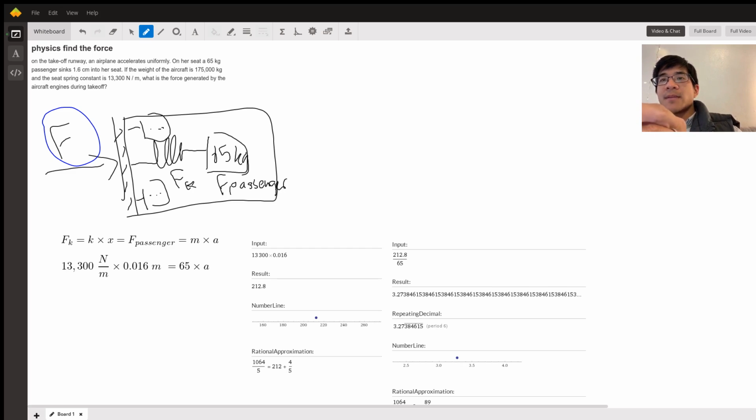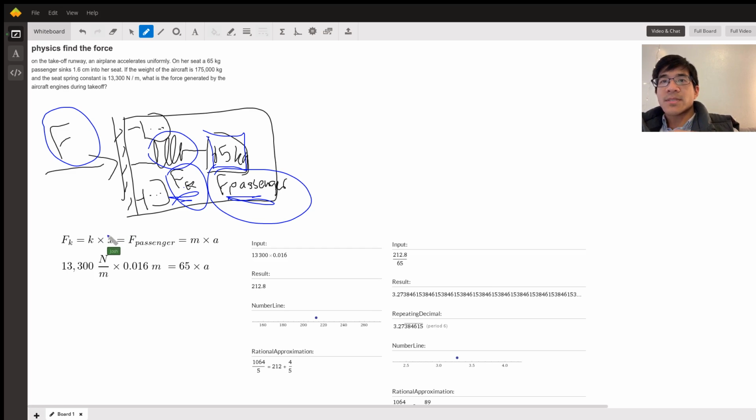And then we have this spring and this mass in series. So the force in the spring, which is Fk, and the force in the passenger are the same. So we just have to model those two to figure out what the force in the spring is and what the force in the passenger is. So what's the model for the force in the spring?